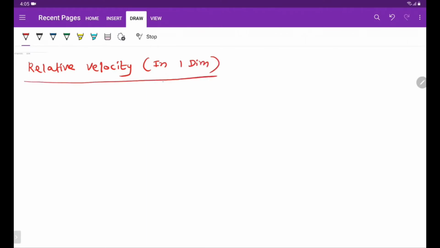Relative velocity in one dimension. Suppose there are two particles moving along a straight line. Particle A has speed VA, and particle B has speed VB. This is particle A, moving to the right with speed VA bar, and this is particle B, moving to the right with speed VB bar.